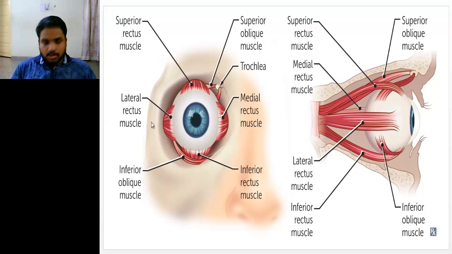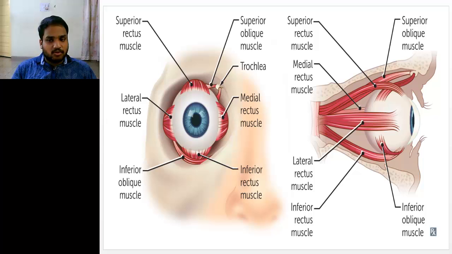Now, that is the rectus system, and the other system is the oblique muscles, right? You have 2 oblique muscles, the superior oblique muscle as well as the inferior oblique muscle. In this diagram you can see this is the superior oblique muscle and this is the inferior oblique muscle, right? So what is the action of the superior oblique and inferior oblique muscles? It is just opposite to their names.